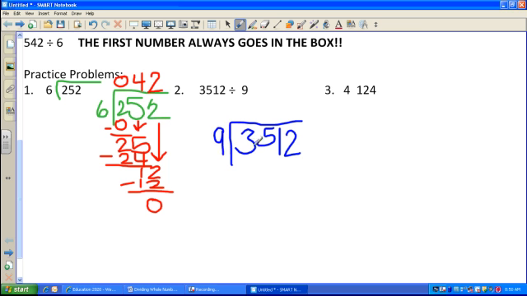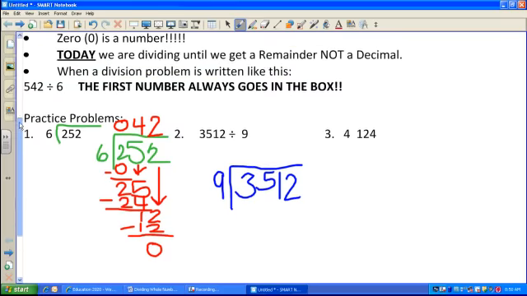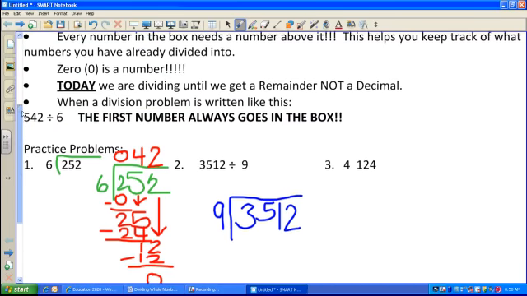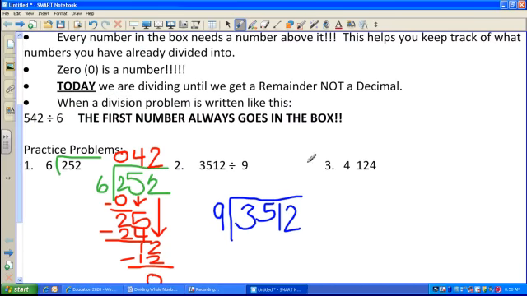All right, so my rule is every number in the box needs a number above it. So I have 4 numbers in the box, so I need to see 4 above it. Now they're being broken down into group sizes of 9. So looking at the first number, 3, I'm dividing into 3. Can I pull a group of 9 out of it? No. So that's going to be a 0. And if I make 0 groups, I'm subtracting 0 away from it.